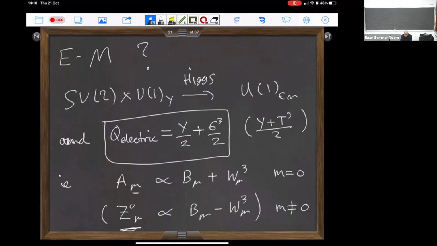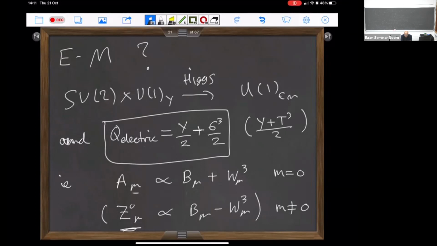So in particular, the U1 of electromagnetism is a particular subgroup of SU2 times U1 hypercharge. And that subgroup is generated by the hypercharge generator divided by 2 plus sigma 3 over 2. And in keeping with that, the photon field is essentially a linear combination of the hypercharge gauge boson and W3, because those are the fields in that direction.